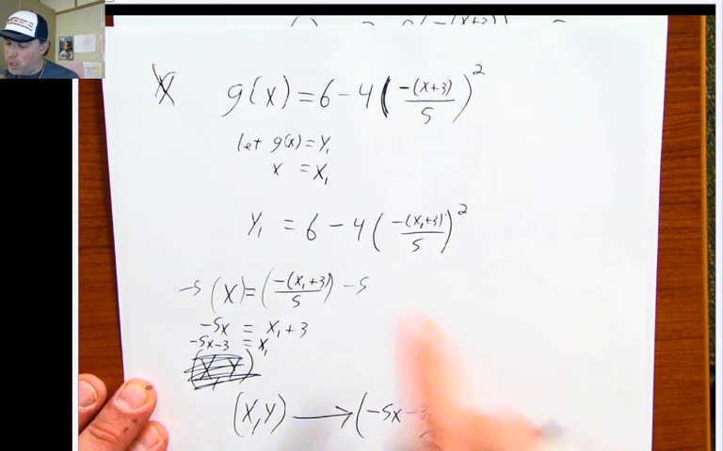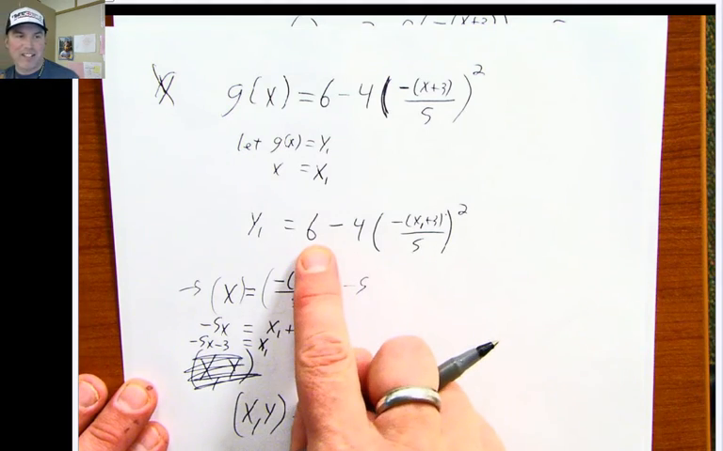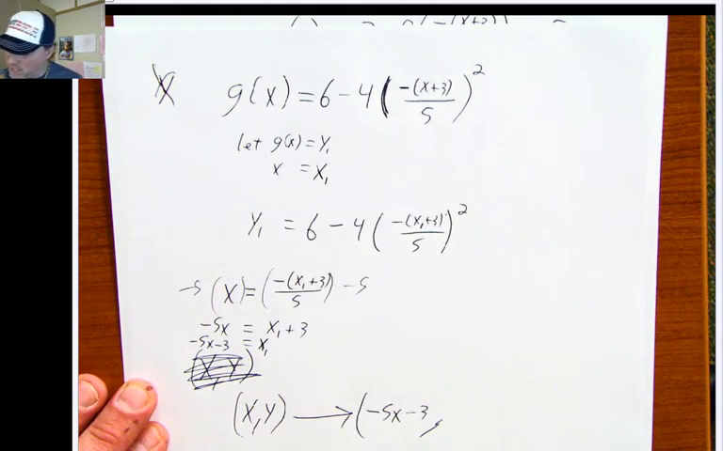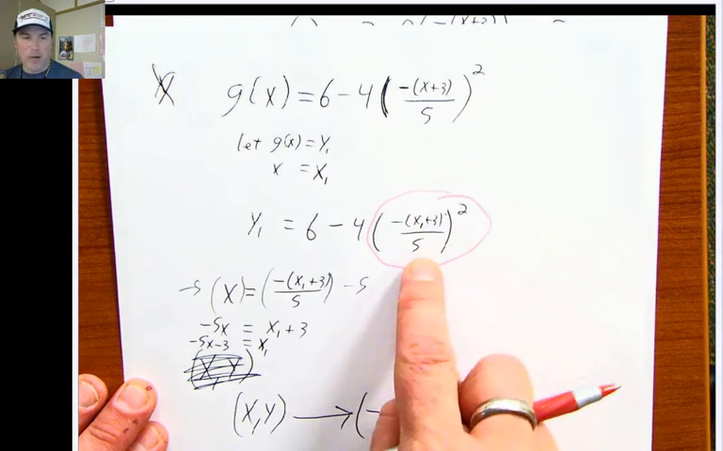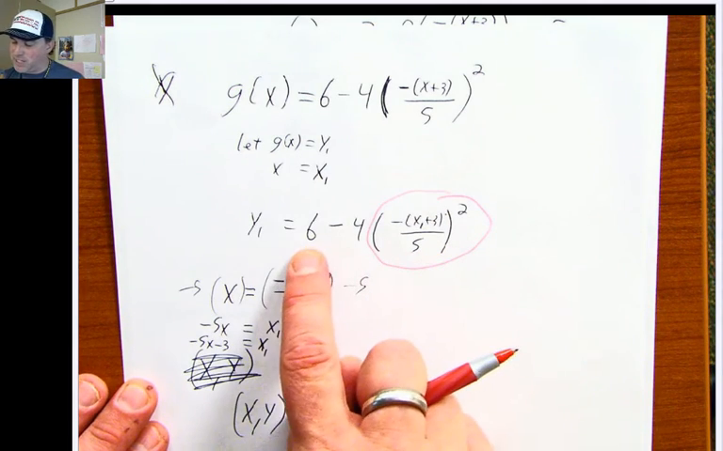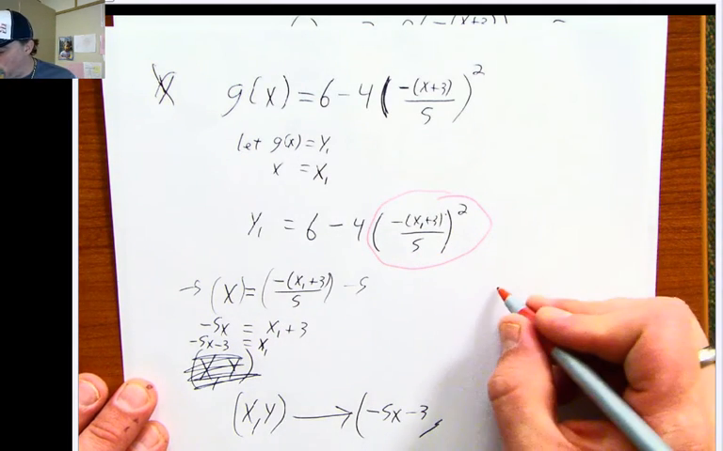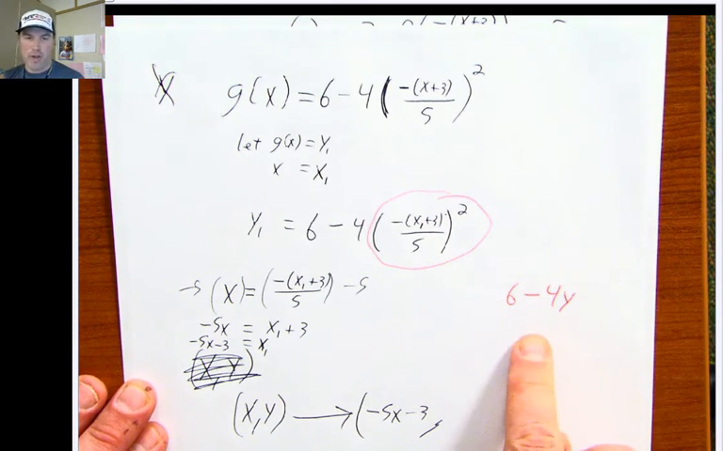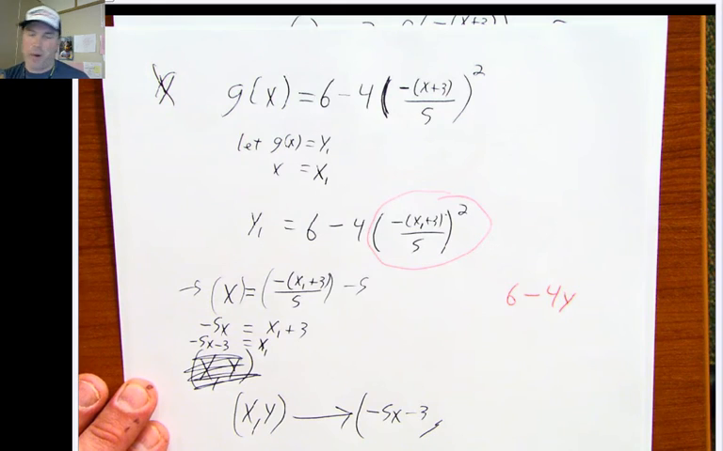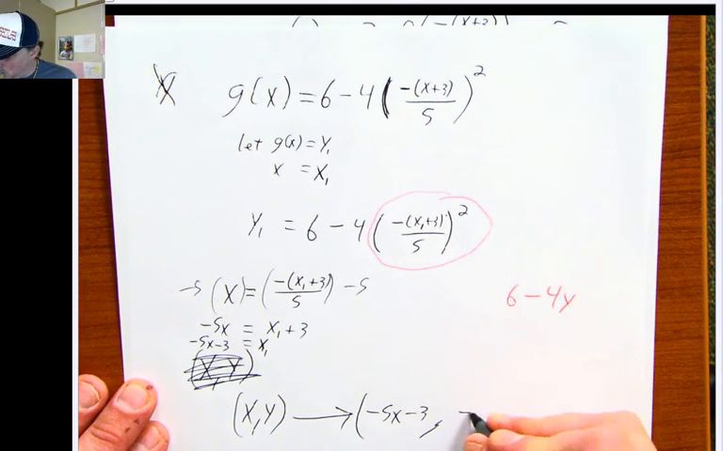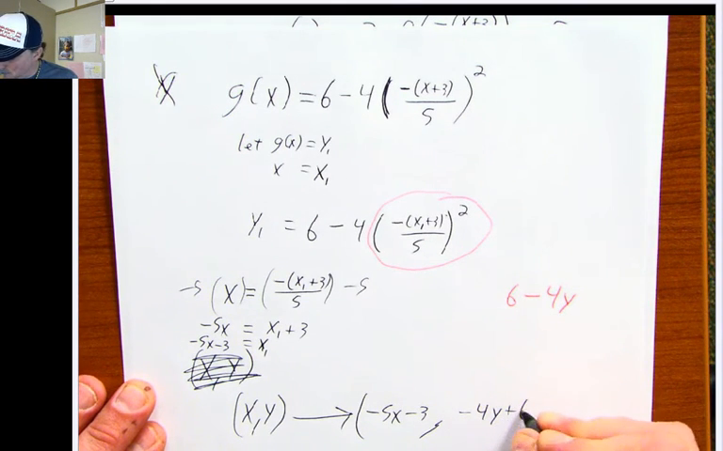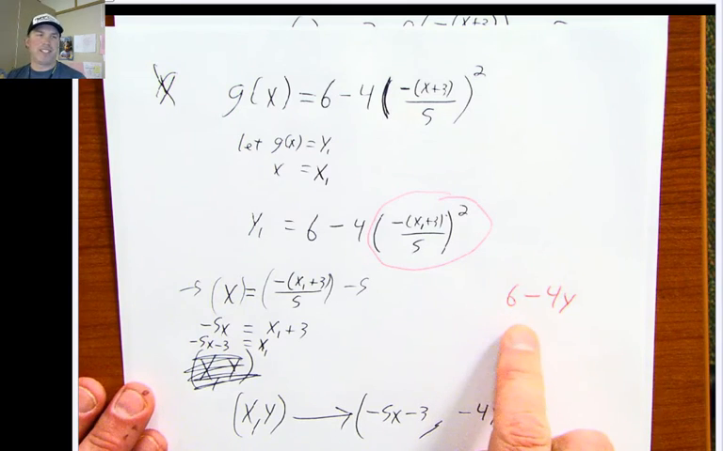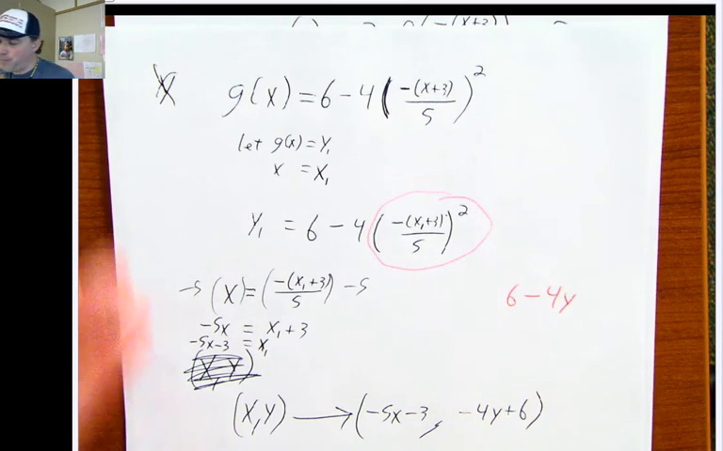The y-coordinate, I have 6 minus, if I handle it like before, here's the function, so it's 6 minus 4 times the function. But I normally write it as the y first, so negative 4y plus 6. But if you write it as 6 minus 4y, you could do that too.